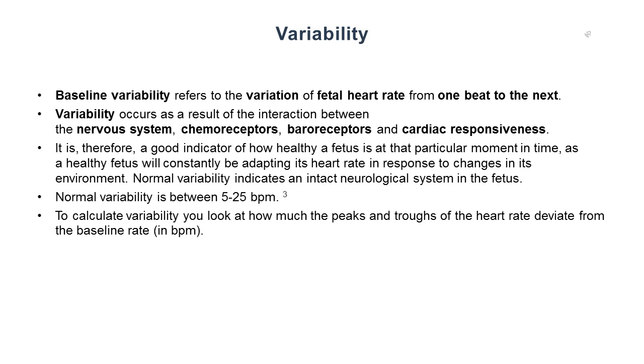Variability. Baseline variability refers to the variation of fetal heart rate from one beat to the next. Variability occurs as a result of the interaction between the nervous system, chemoreceptors, baroreceptors and cardiac responsiveness. It is, therefore, a good indicator of how healthy a fetus is at that particular moment in time, as a healthy fetus will constantly be adapting its heart rate in response to changes in its environment. Normal variability indicates an intact neurological system in the fetus. Normal variability is between 5 to 25 bpm. To calculate variability, you look at how much the peaks and troughs of the heart rate deviate from the baseline rate, in bpm.